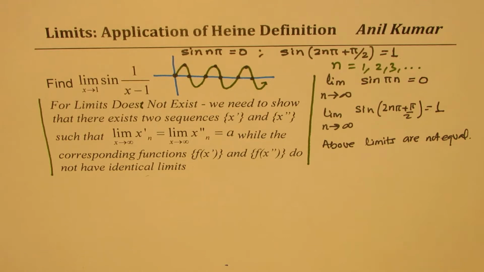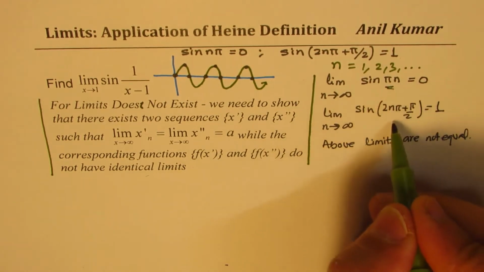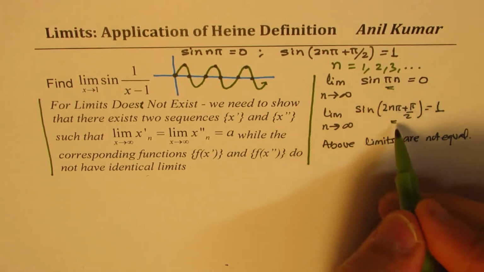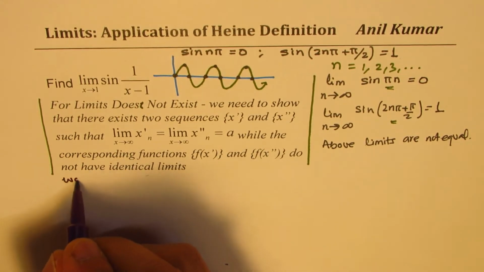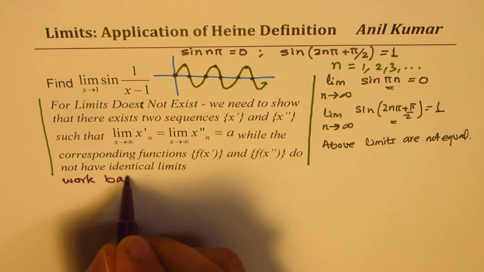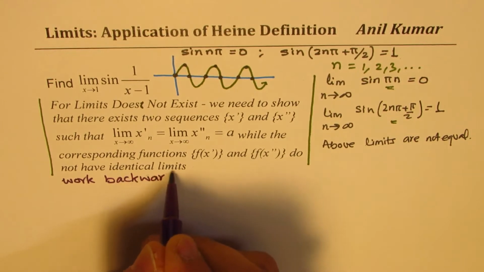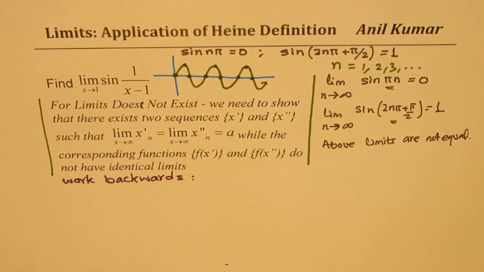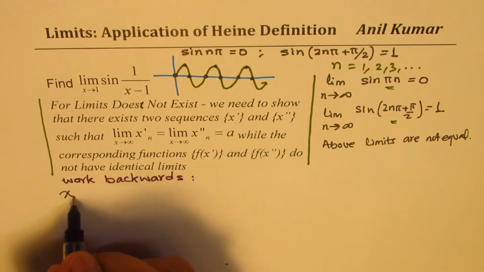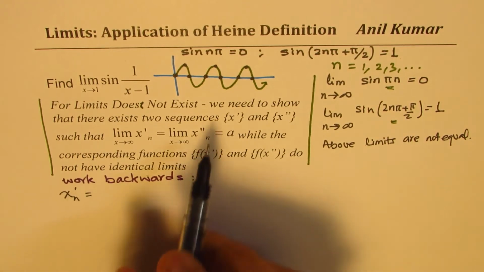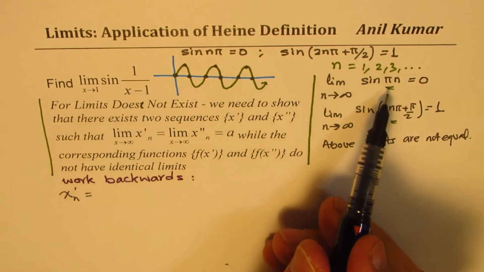So now, working backwards, we have to look for two sequences which could give us that result from this equation. You get the idea. So we are working backwards. So what we do here is work backwards. That is how we get our solution. So how could I define my sequence? We can say, well, this is a set of n terms which should be giving me that result.